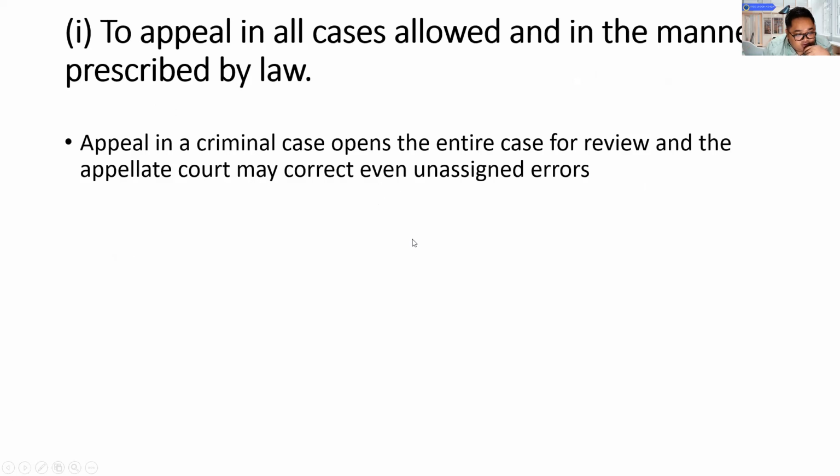To appeal in all cases allowed and in the manner prescribed by law. So it is the accused who has the right to appeal in all criminal cases. However, be careful lang. Okay, if the accused chooses to appeal his case to a higher court, then this will be the effect. Appeal in a criminal case opens the entire case for review and the appellate court may correct even unassigned errors. Example for this.